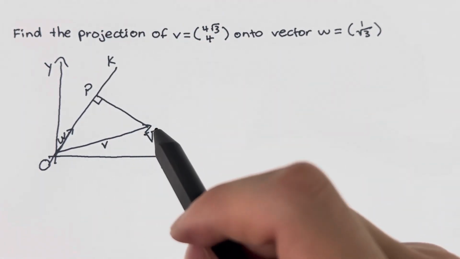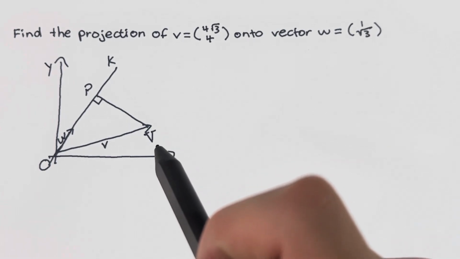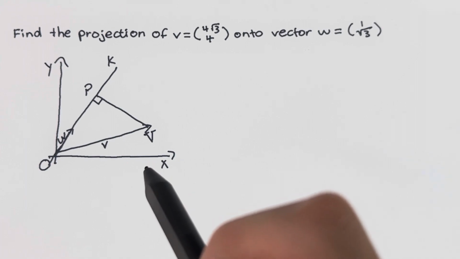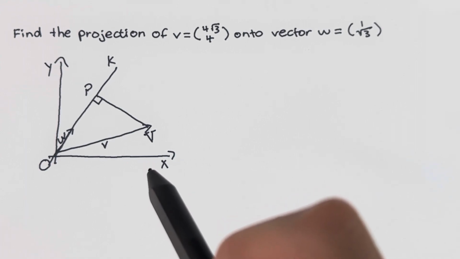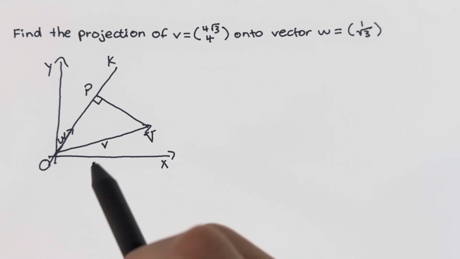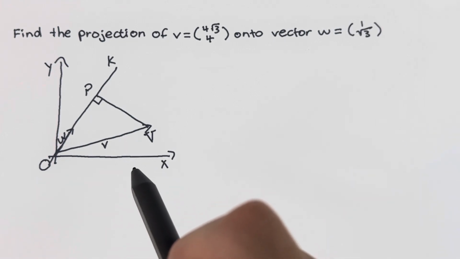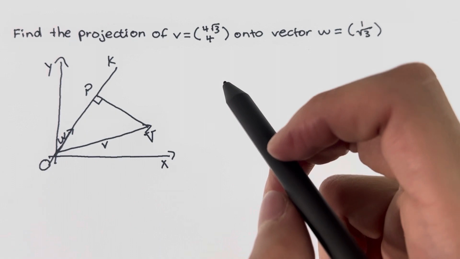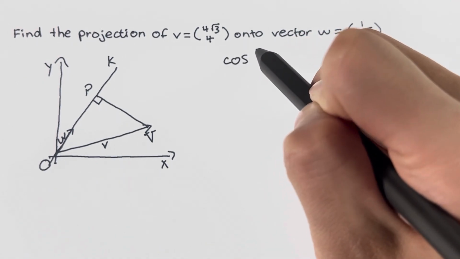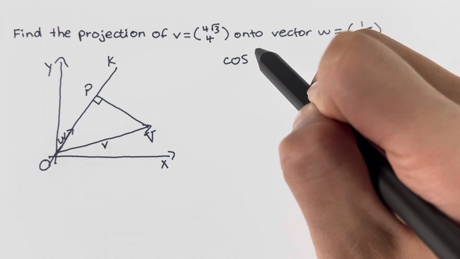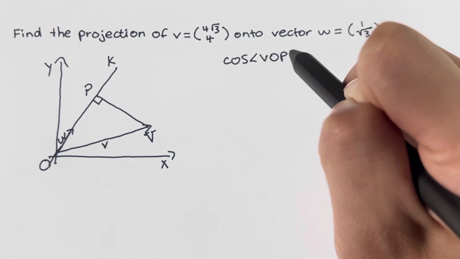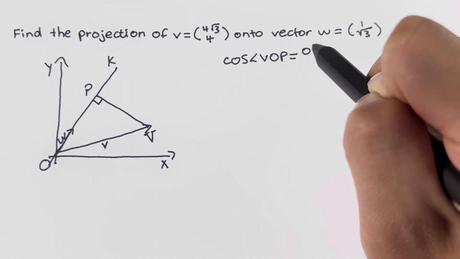Our goal is to find the vector P. We already know the direction of the vector P, since it is the same as that of w. So we only need to find the magnitude of the vector P. We can do so using the right triangle VOP, where O is the origin. In this triangle, we have cosine of angle VOP equal to OP divided by OV.